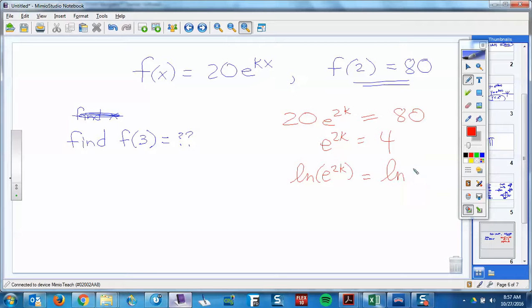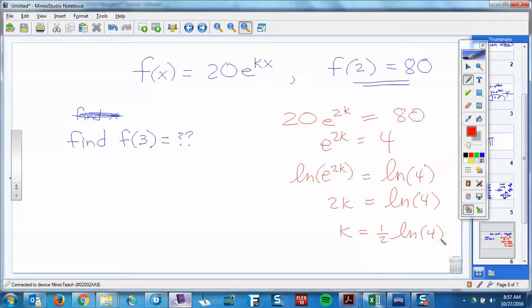So you get this. Now, what's ln e to the 2k? 2k, right? That's the whole reason we did ln. And then over here, of course, that's just ln 4. And then we can divide by 2. Now, I would rather use fractions, not divide. Divide, you'll learn throughout calculus, is messier. You're better off doing multiplication rather than divide. So if you've got to divide by 2, you're better off multiplying by 1/2.